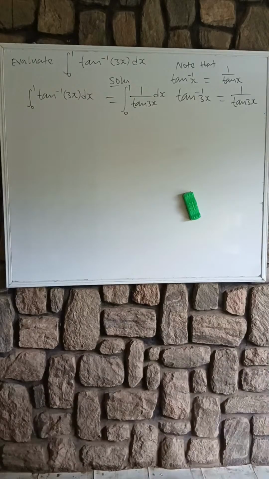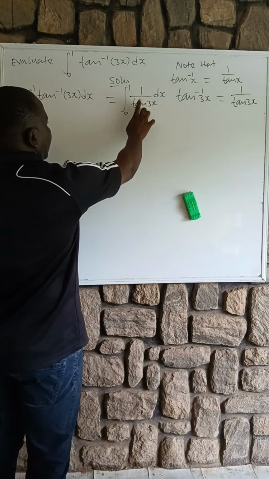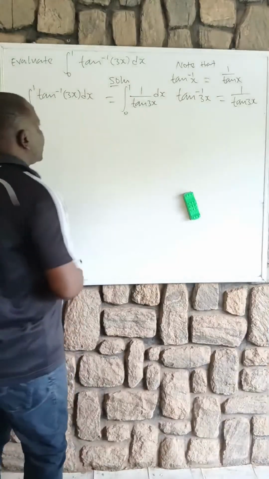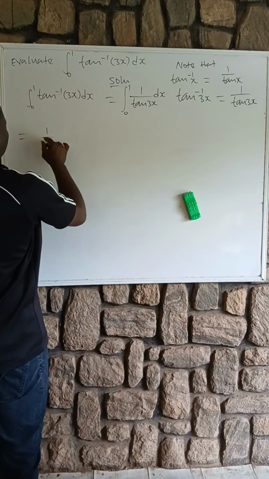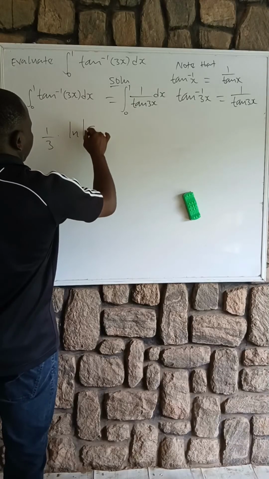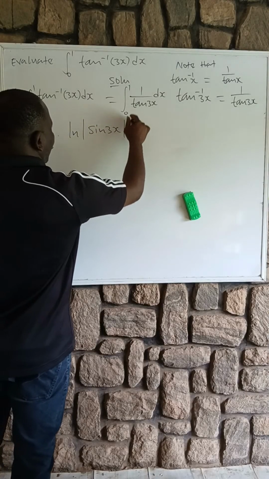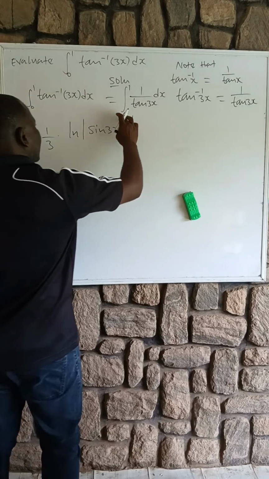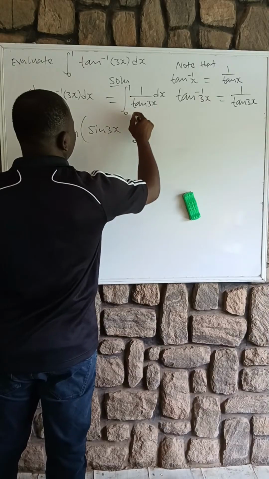So if you agree with me, it means we can now integrate this. When we integrate this, we are going to have 1 over 3 times ln of sin 3x, let's just do it this way, at 0 to what?